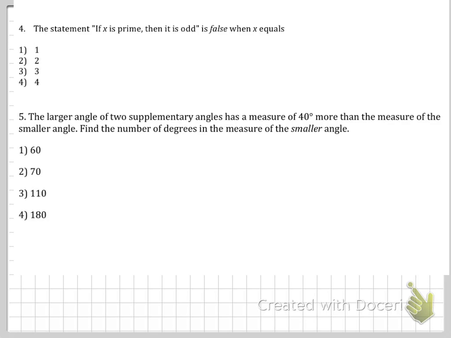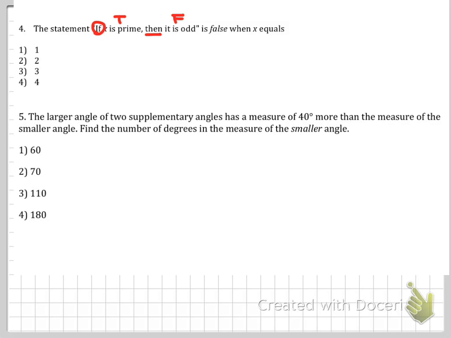So let's look at number 4 together. The statement, if x is prime, then x is odd, is false. How can you have an if-then statement to be false? Then the first part has to be true, while the second part has to be false. Then we are looking for something that is prime, but that is not odd.